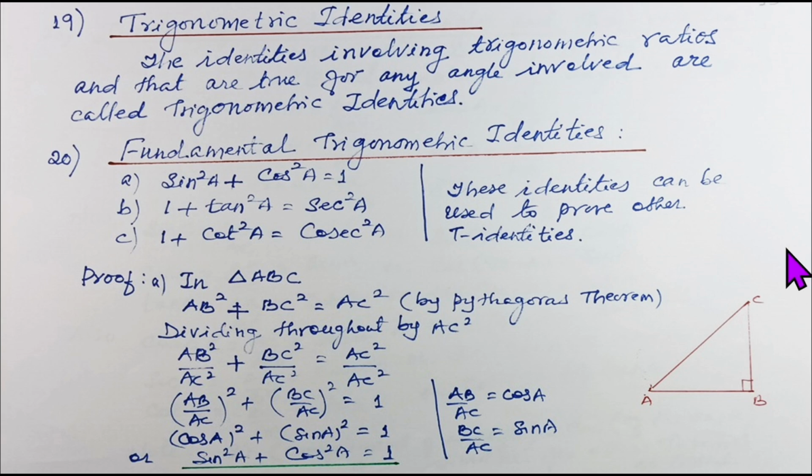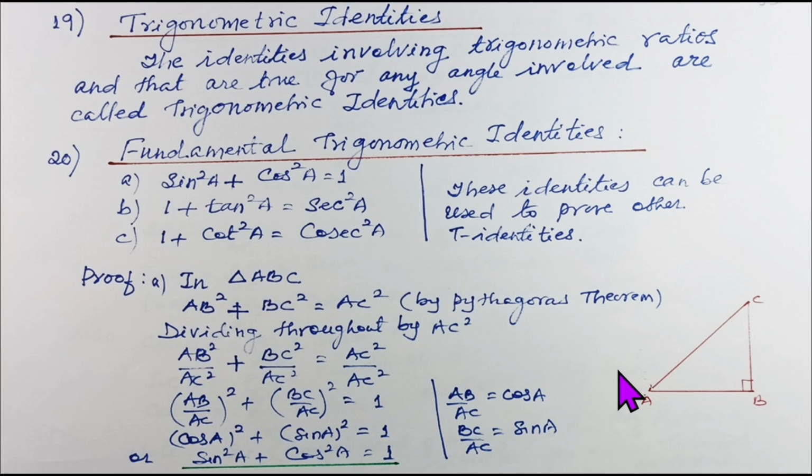The identities which involve trigonometric ratios and that are true for any angle involved are called trigonometric identities. The fundamental trigonometric identities are sin square A plus cos square A is equal to 1, 1 plus tan square A is equal to sec square A, and 1 plus cot square A is equal to cosec square A. These identities can be used to prove other trigonometric identities. Now let us prove these three basic identities first.